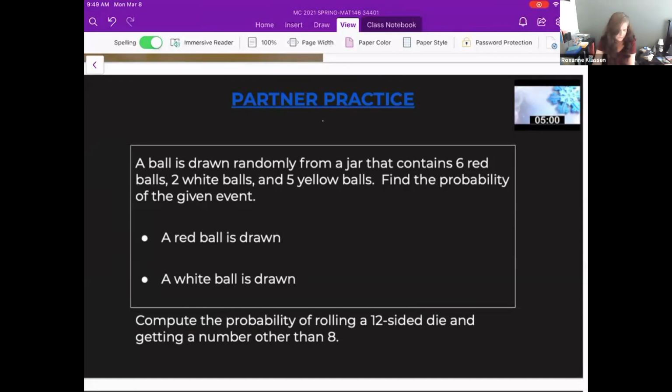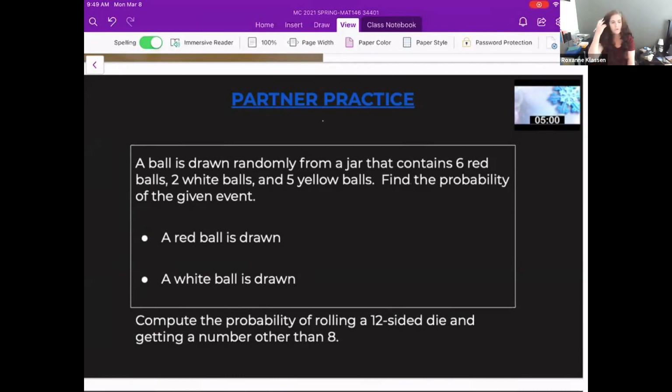Six red balls, 2 white balls, and 5 yellow balls. Yes. Okay, so I'm going to put this in the chat for you. This is what I'm going to have you work on in some groups. And you can help each other.